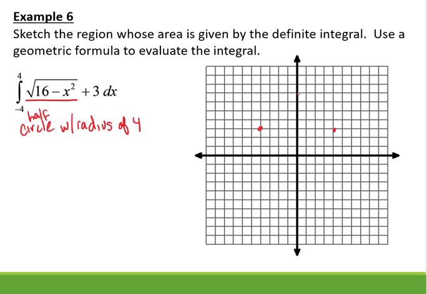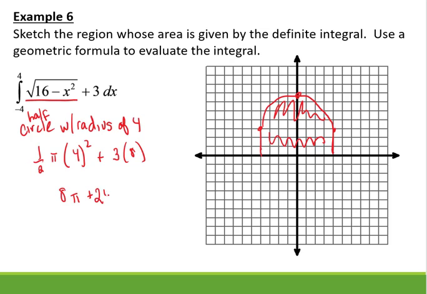So what I'm looking to find is this area here. I'm looking to find that half circle area plus that area. So my half circle, 1/2 pi r squared, where r is 4, plus, I have a height of 3 and a width of 8. So that whole thing is 8 pi plus 24. So that's the area of this whole thing.